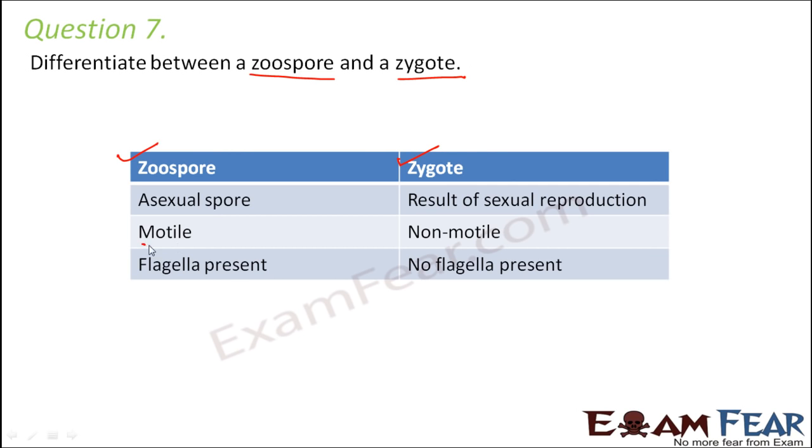So zoospore is motile because it has flagella, so it can move from one place to another, whereas the zygote is non-motile. It is just the egg. So the egg is non-motile, right? So it is just the fertilized egg. So it is non-motile, no flagella is present.